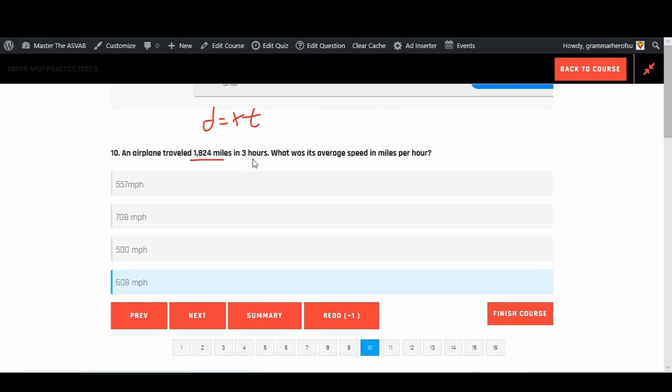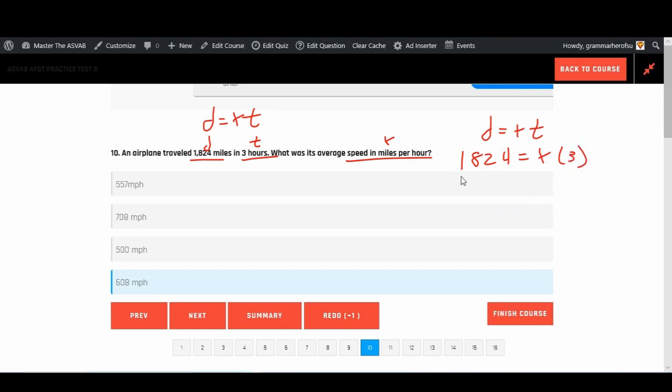We have a distance, we have a time, and we're being asked to find the rate. So basically, this is what I call a plug and chug problem. You write down the distance formula once you recognize that's what you're working with, and you plug things in accordingly. Again, the distance is 1,824. The time was 3 hours, and the rate's what we're trying to figure out.